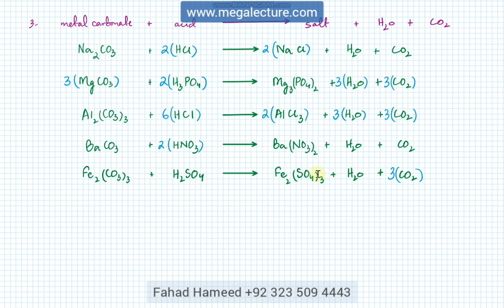And sulfur, there are 3 of them. SO4 has 1 sulfur, but it's thrice, so that's 3 sulfur. So I'm going to multiply this with 3 because this formula had only 1 sulfur. So I've multiplied it by 3. So I got 3 molecules. H's, there are 6 of them, so I'm going to multiply the water with, so I've got 6 H's.